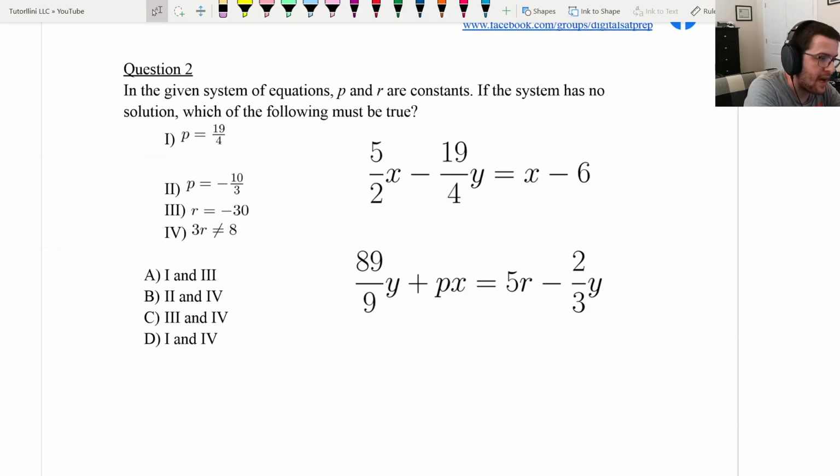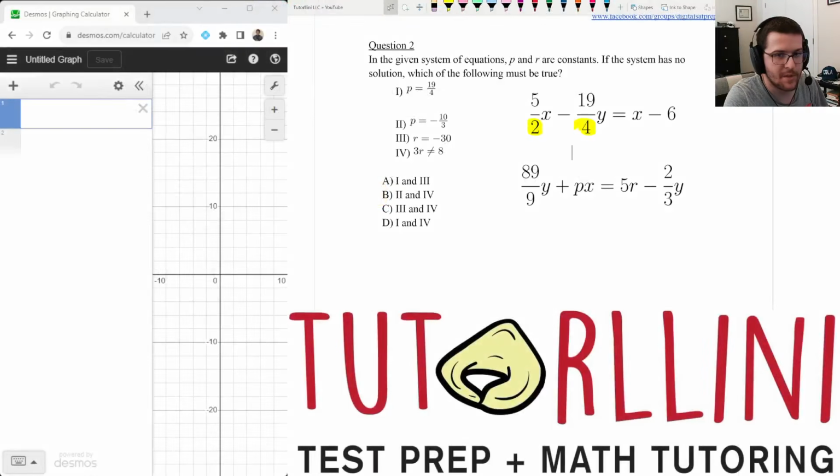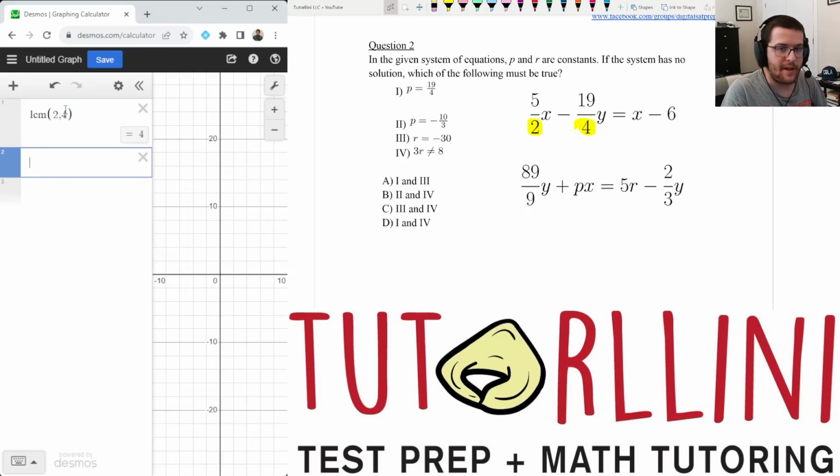To do that, we need to clear the denominators. So this top one has denominators 2 and 4, and the least common multiple of 2 and 4 is just 4. If you get messier numbers in the future and you have a hard time seeing that, don't forget there's an LCM function in Desmos that you can use. And we're going to multiply that whole equation by 4.